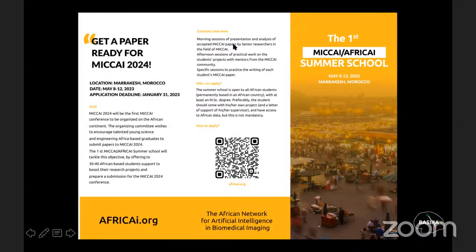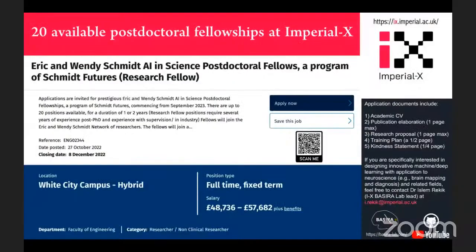So how to get your paper ready for MICCAI 2024, how to submit to top journals, how to get your paper through. These are things we're doing. One last thing, if I'm allowed: I'm part of I-X, Imperial X, a very cool building, and I have joined recently. We're providing 20 postdoctoral fellowships. If you have a good CV, a good profile, and you're interested, I'm happy to support, help, and give advice, okay?